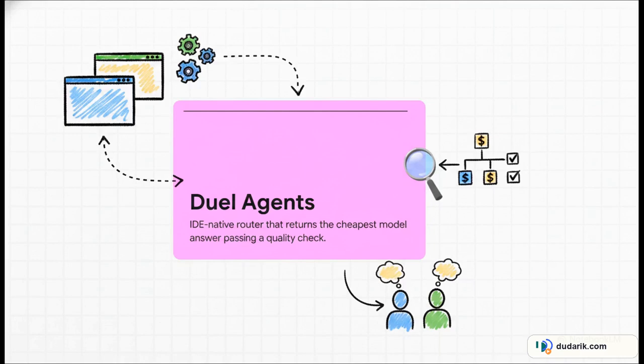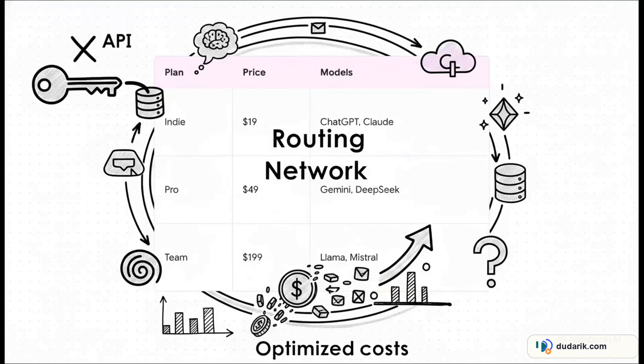And the absolute magic word here is IDE-native, right? This isn't some clunky new standalone app or a separate terminal shell you have to migrate to. It acts as a drop-in router directly inside the agent IDEs you're already using every day, like Claude Code or Cursor. So you might be wondering, how on earth do you get access to all these different models without juggling a dozen different API keys?